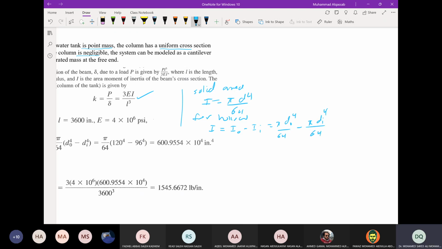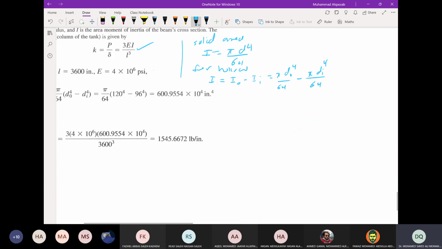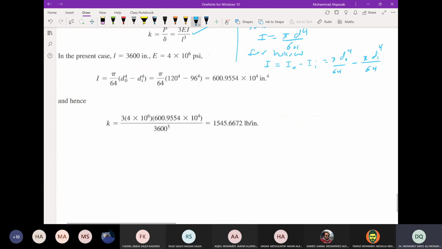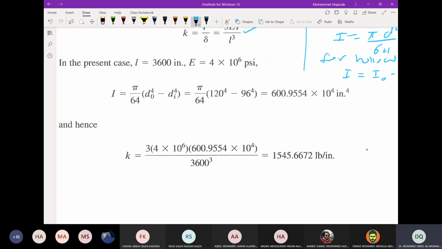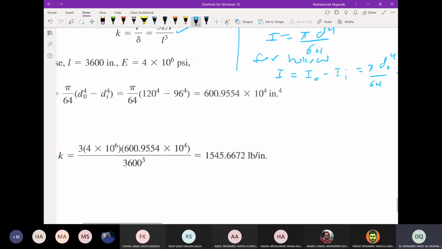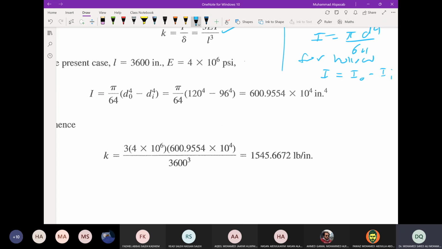And then you can see that pi over 64 is common. You get I equals pi over 64, the common factor, times d outer to the power 4 minus d inner to the power 4. Do not say the moment of inertia is d outer minus d inner all to the power 4. No, it is moment of inertia minus moment of inertia. So it is pi over 64, d outer to the power 4 minus d inner to the power 4.